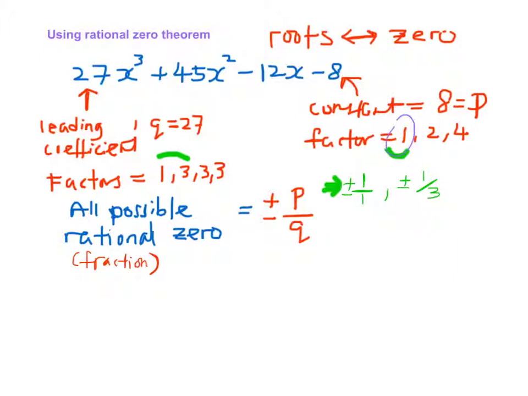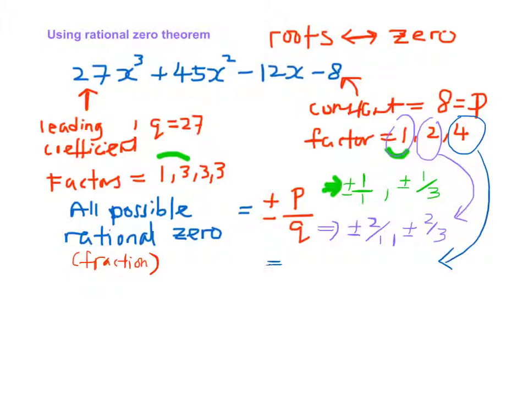So we now work with the second factor, that's the 2, and the possible zeros now are positive and negative 2 divided by 1, and positive and negative 2 divided by 3. P over q, remember. And lastly, we'll work with the last factor of p, that's 4. It means we'll have positive and negative 4 over 1, and positive and negative 4 over 3.